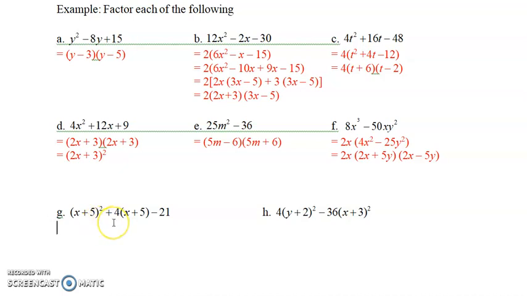And I'm going to wait until the next video to show you these, just in the interest of time, because it's something new. It's a little new. It's not too bad though.